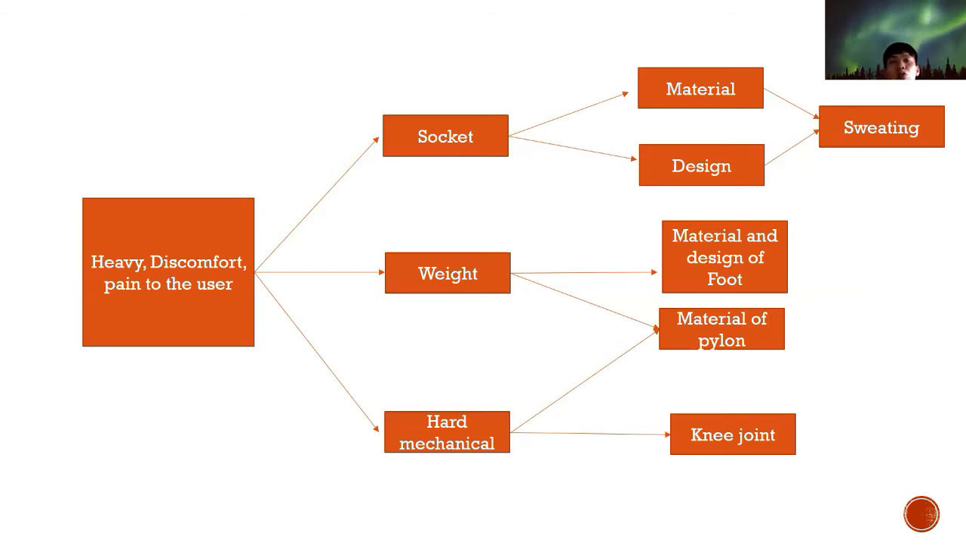We divide it into three: socket, leg, and hard mechanical. The socket may be caused by a material problem or a design problem, causing sweating. The leg part may be caused by the material or the design of the foot, or maybe the material of the pylon. And the hard mechanical part may be caused by the material of the pylon or the knee joint design.